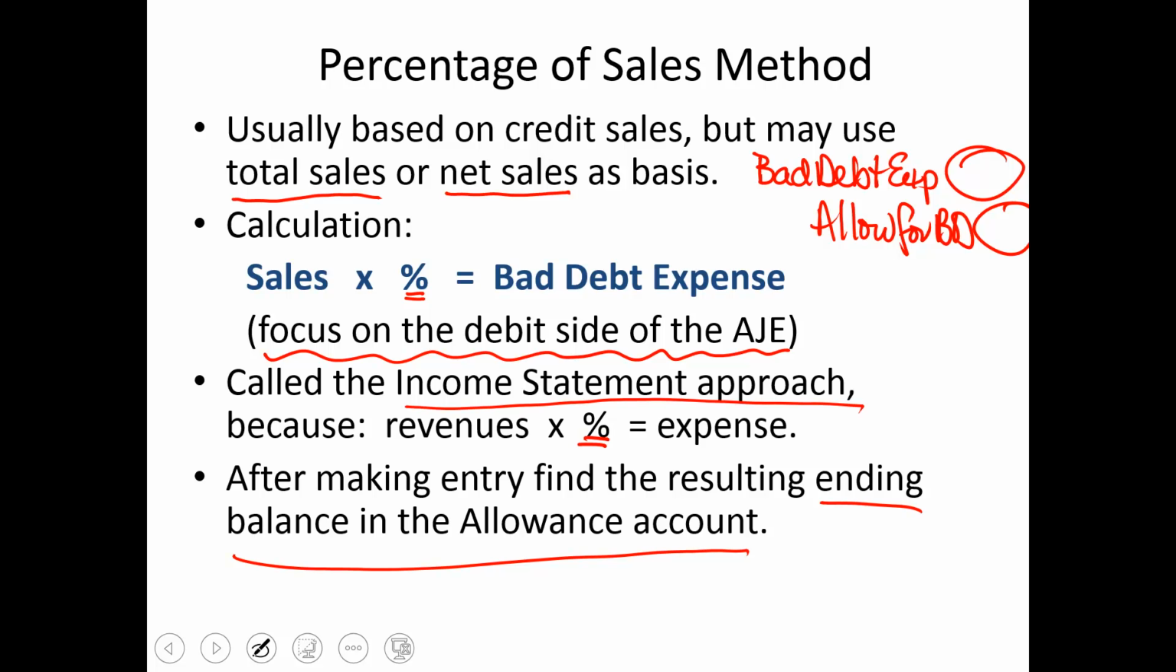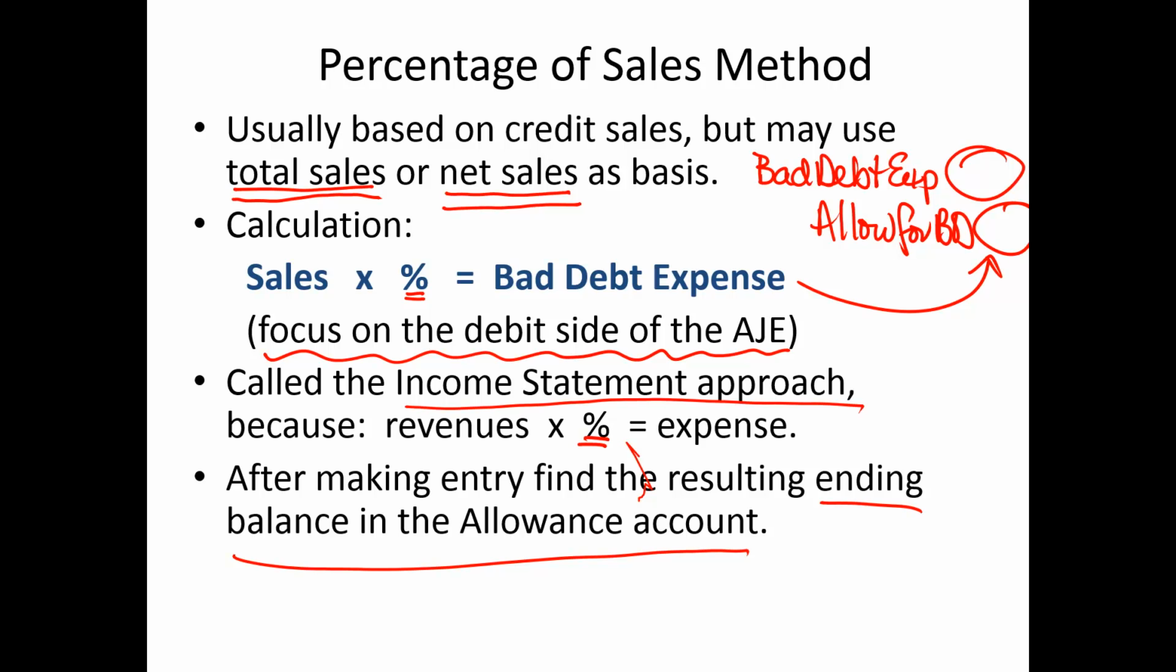Under the percentage of sales method, we just take the sales, whether those are total sales or net sales. And remember, sales minus sales returns and allowances minus sales or cash discounts gives us net sales. So we want to make sure what the problem says. When you do your homework, make sure you read whether it's total sales or net sales, that you're going to take that percentage that will be given times that amount to come up with the bad debt expense.